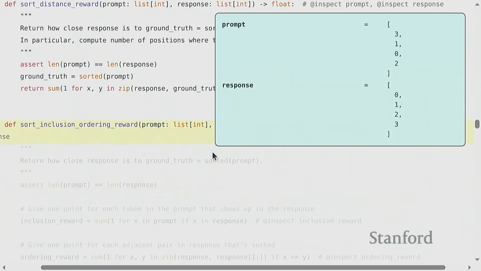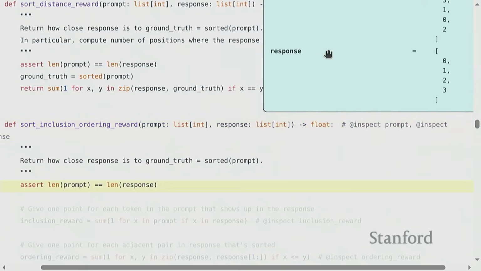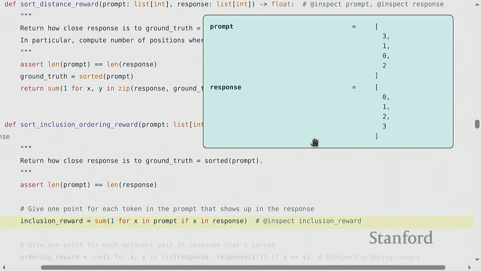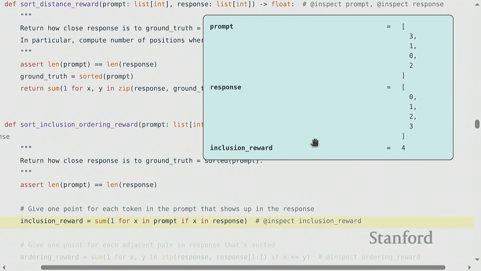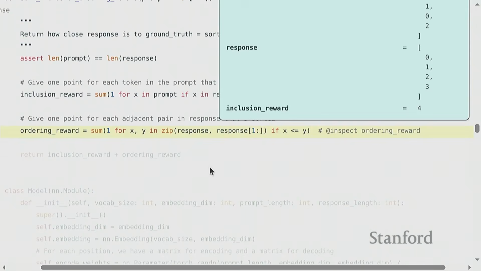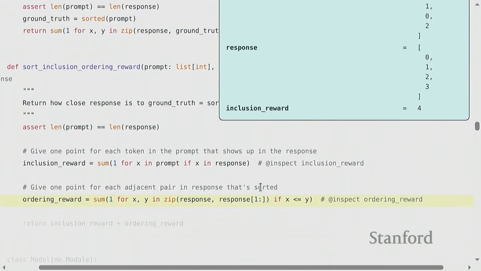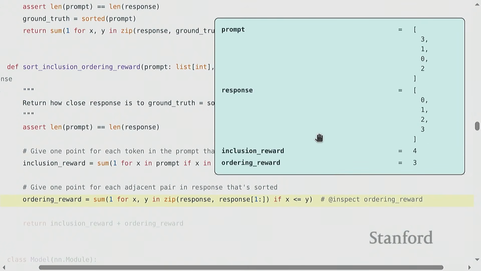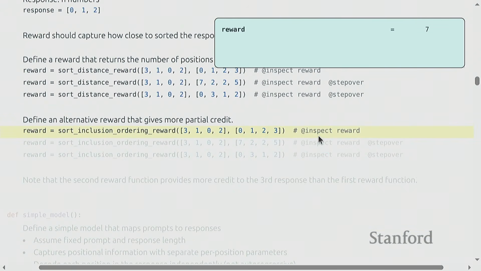What I'm going to do here is give 1 point for each token in the prompt that shows up in the response. So at least output the tokens that are in the input. Not too much to ask, right? For this particular example, I get an inclusion reward of 4, and then I'm going to give 1 point for each adjacent pair in the response that's sorted. That's a 3, because there are 3 adjacent pairs, and the reward is the sum, so that's 7.